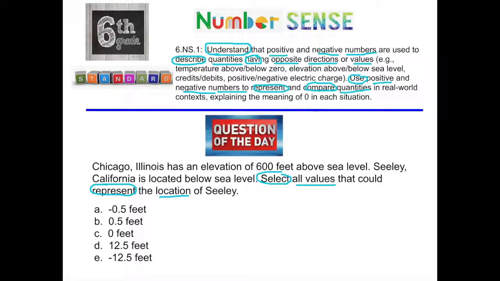each situation. Today's question is: Chicago, Illinois has an elevation of 600 feet above sea level. Sealy, California is located below sea level. Select all values that could represent the location of Sealy. A, negative 0.5 feet. B, 0.5 feet. C, 0 feet. D, 12.5 feet. Or E, negative 12.5 feet.